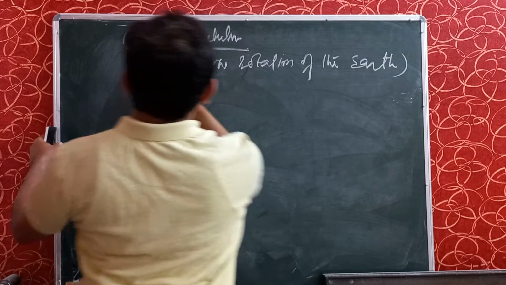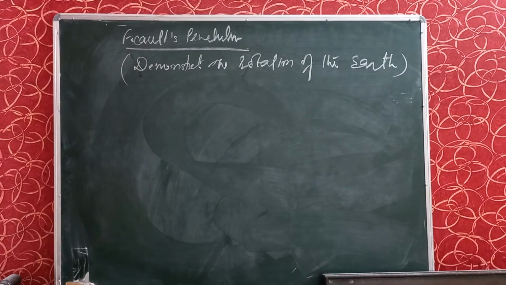We all know that earth is rotating about its own axis and it completes its one rotation in 24 hours about its own axis. So this Foucault pendulum is used to study or to demonstrate the rotation of the earth. We will find what will be the path followed by the earth during rotation and what will be the time taken to complete one rotation, that is 24 hours and elliptical path.